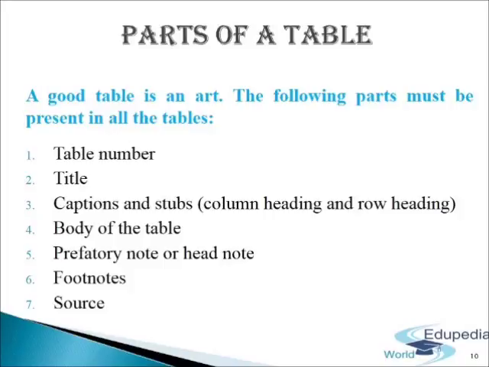Items in a table may be arranged in the following ways: alphabetically, geographically, chronologically, conventionally, progressively, and in ascending or descending orders. Items of special significance which are to be emphasized must be underlined or written in bold letters. Fifth part, prefatory note or head note. It is a statement normally given below the title. It explains the contents of the table or main part of it. For example, all data in million terms.